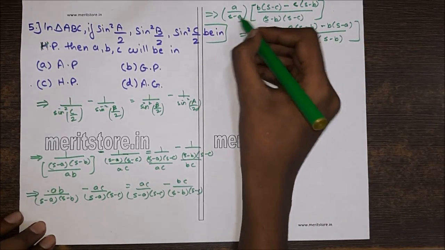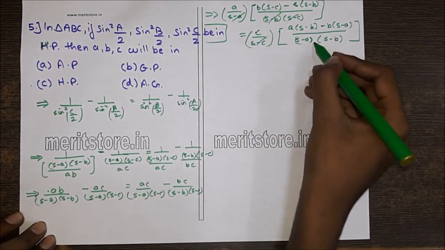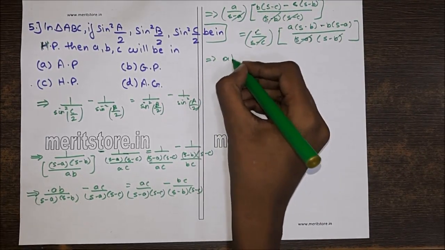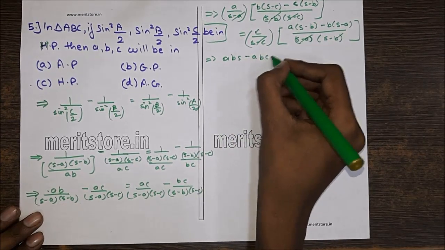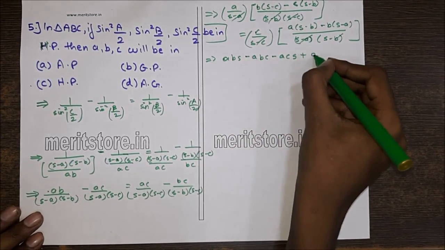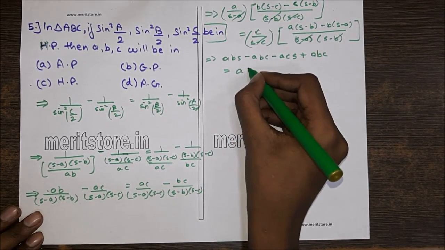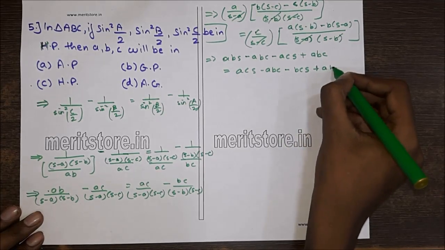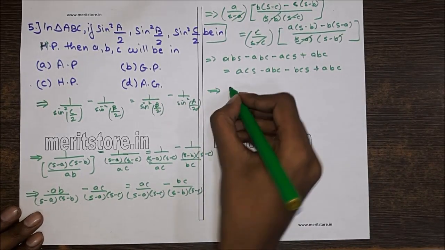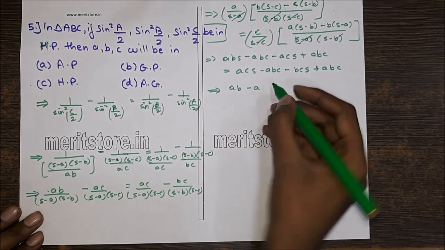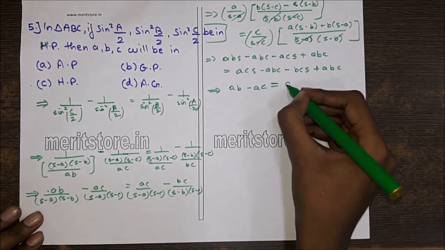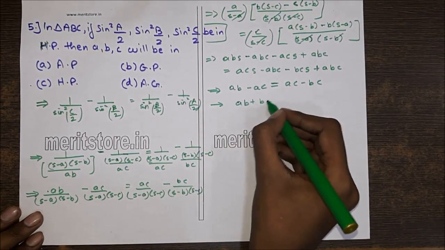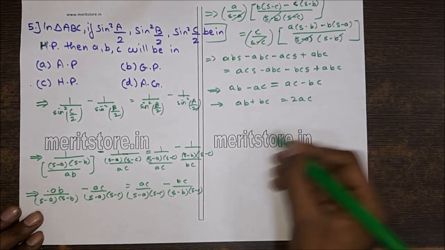So now the denominators are equal, so they get cancelled out. We are left with, and now we expand it simultaneously, abs minus abc minus acs plus abc is equal to RHS, that is acs minus abc minus bcs plus abc. Simplifying it further, we get ab minus ac is ac minus bc, that is ab plus bc is equal to 2ac.